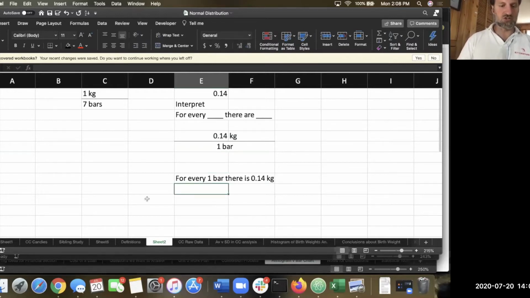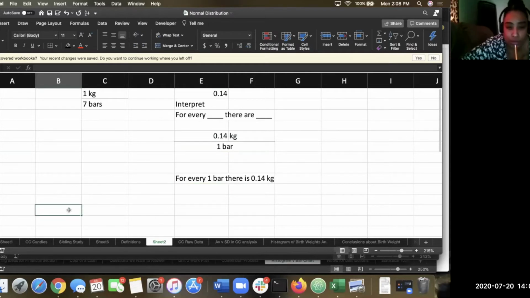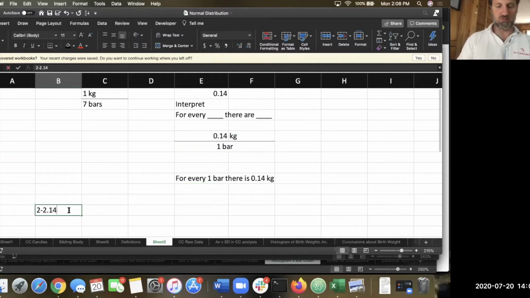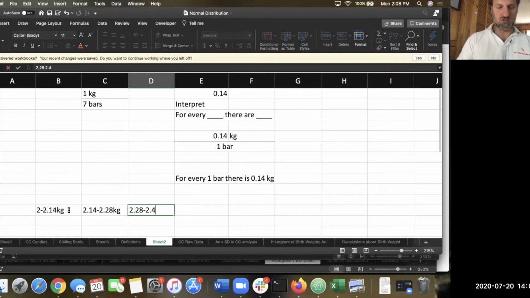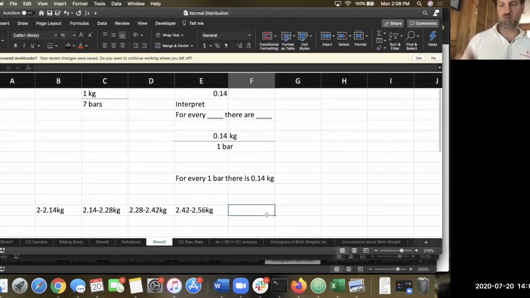So in other words, as you're thinking about these bars, this one would be from 2 to 2.14 kilograms. The next one's 2.14 to 2.28 kilograms. Then 2.28 to 2.42 kilograms. Then 2.42 to 2.56 kilograms, and so on and so forth until we get up to 3 kilograms. There should be 7 bars, and each bar represents a range. That's one of the things that makes it a histogram.